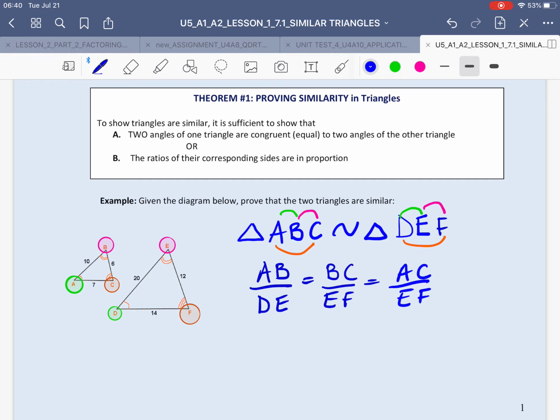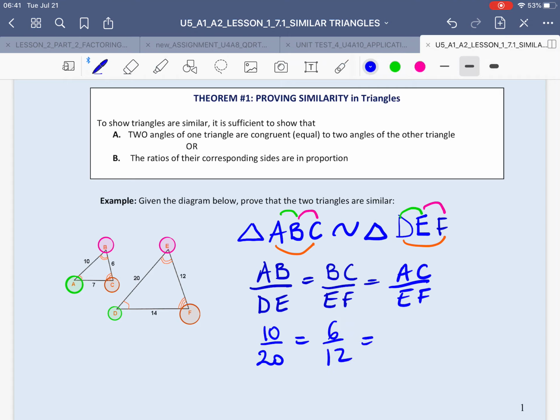Now we are going to take a look at their lengths. So the length of AB is 10, the length of DE is 20. So that means we have 10 over 20 equals, for BC we have 6 and EF 12, so 6 over 12.